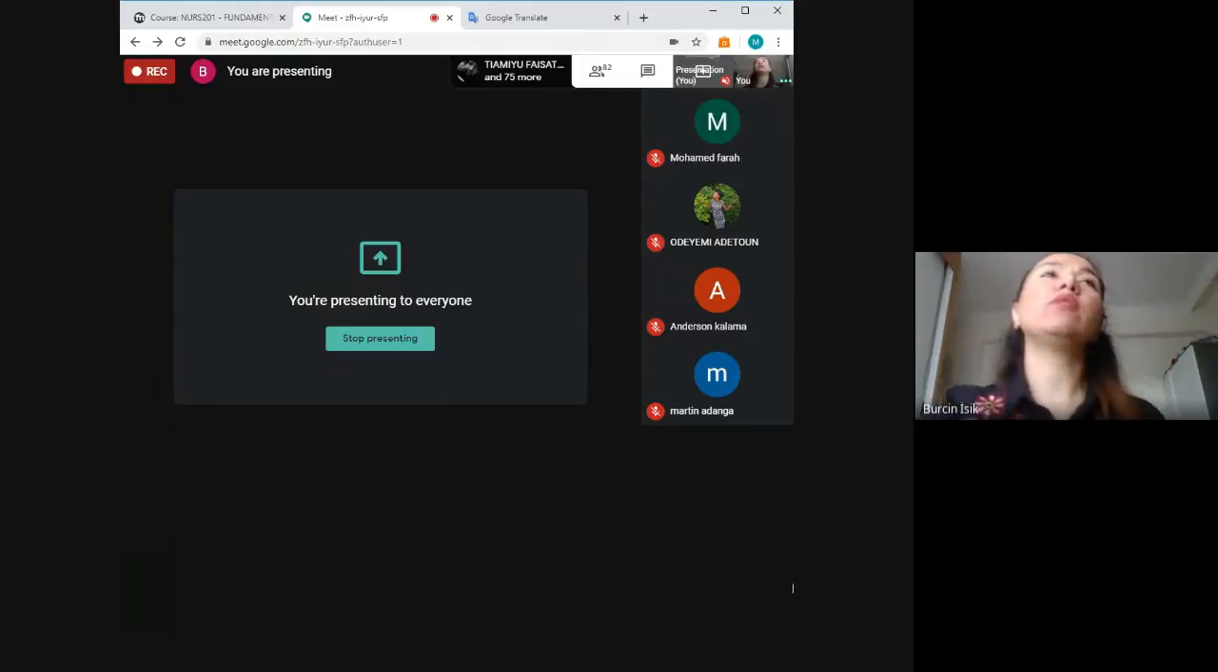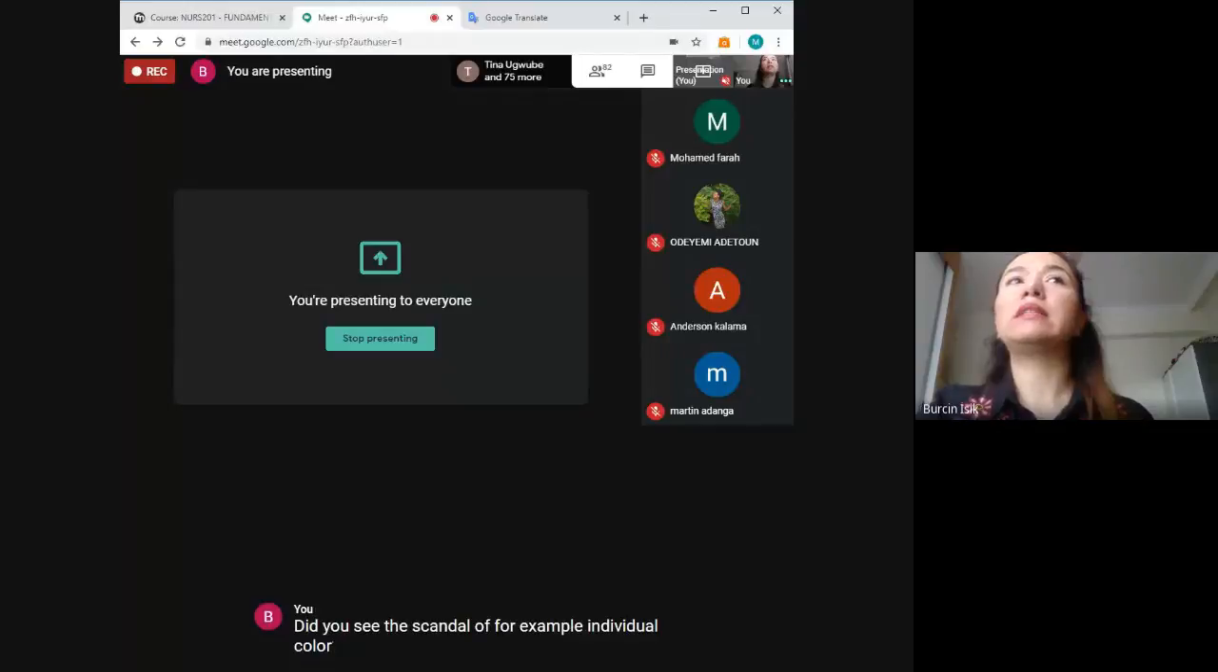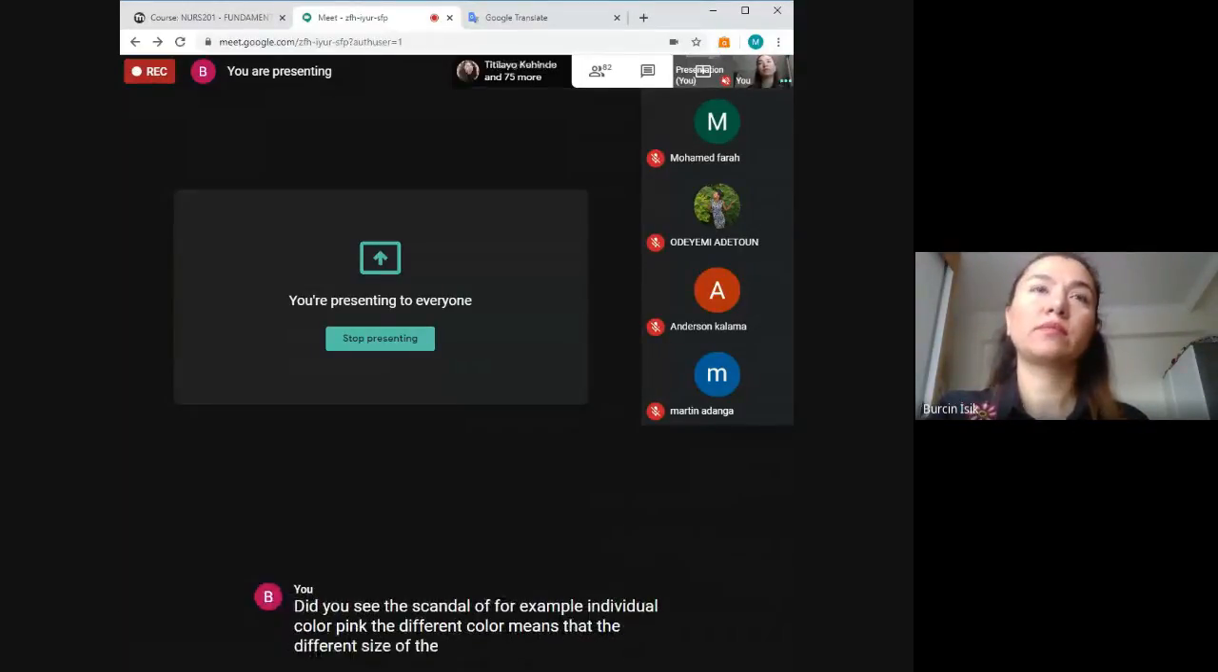Did you see this cannula, for example, with the color pink? The different color means a different size of the cannula. And be careful about the degree.